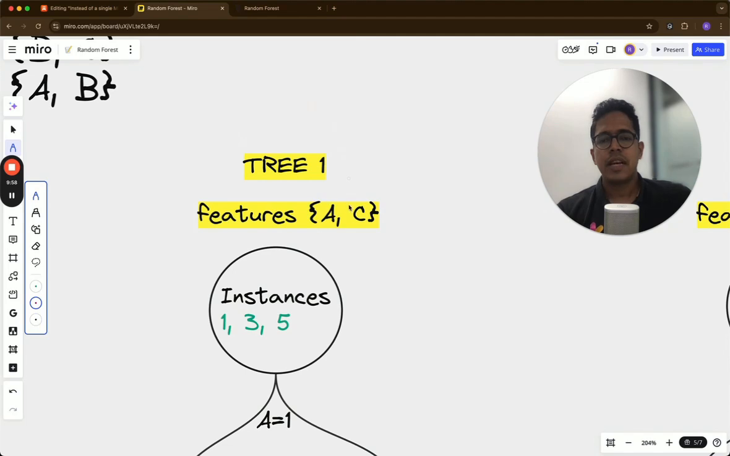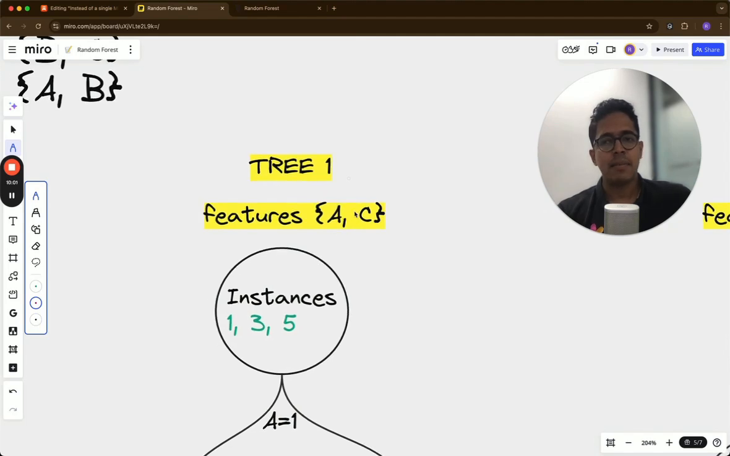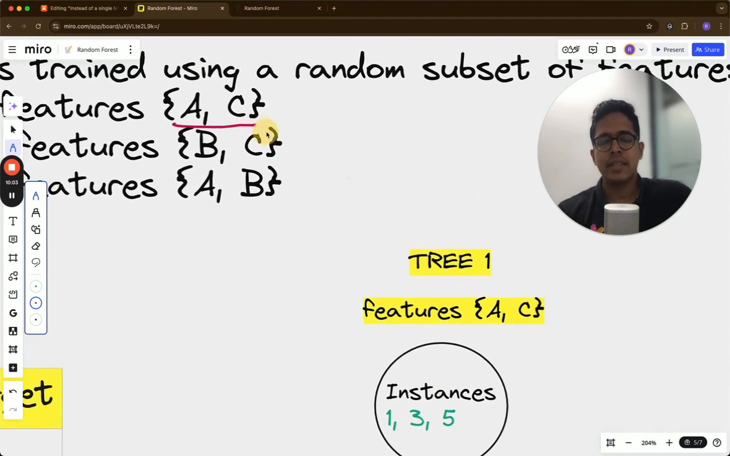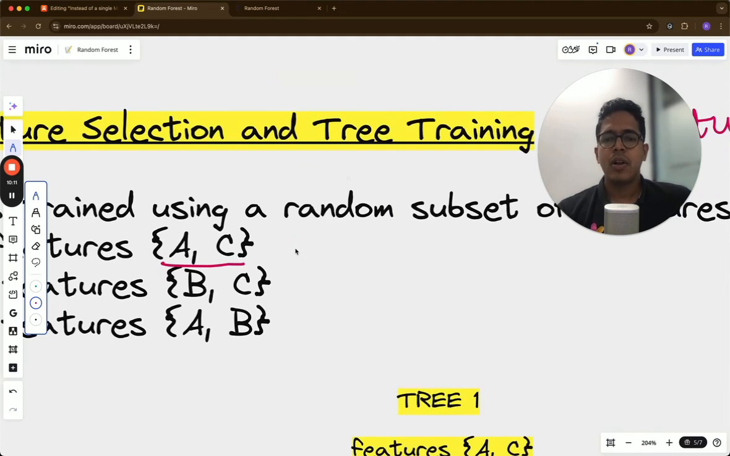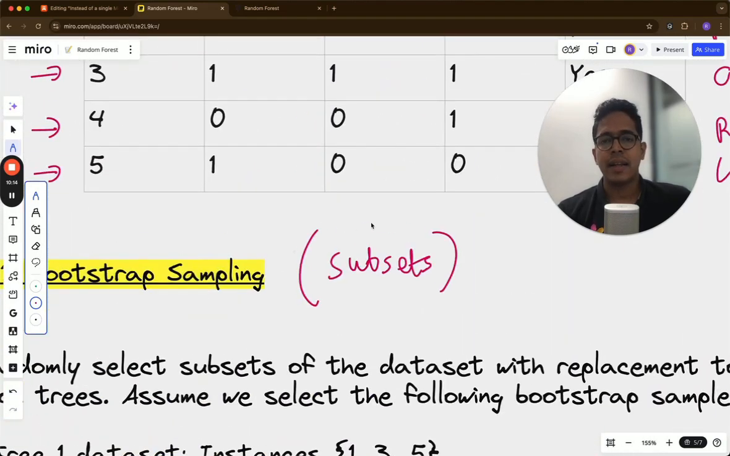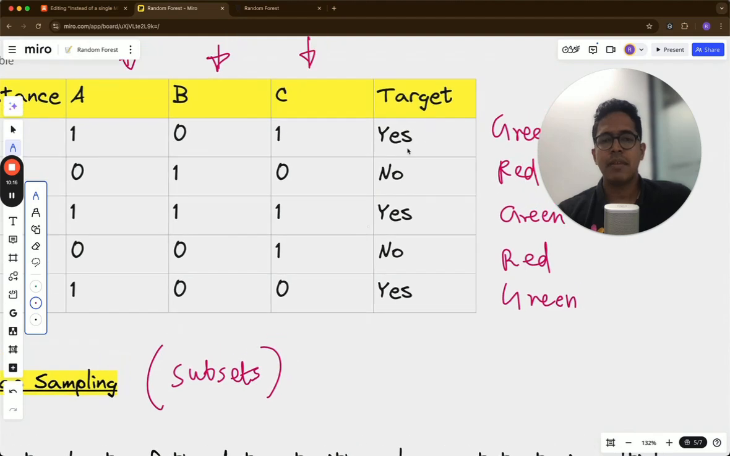And what are the features I'm using for tree number 1? Only A and C. B is not there. So only A and C are the features, the subset of features. So the instances or data points that we are using for tree number 1 are 1, 3, 5, and all of them belong to the same category, the green category. Why? Because for all of them, the target variable is yes.